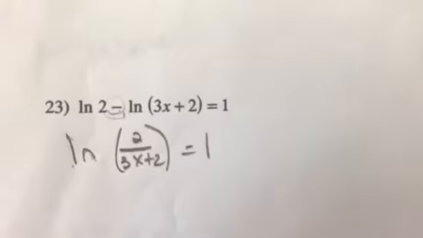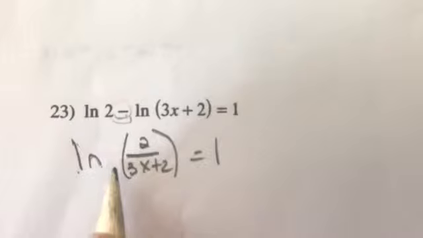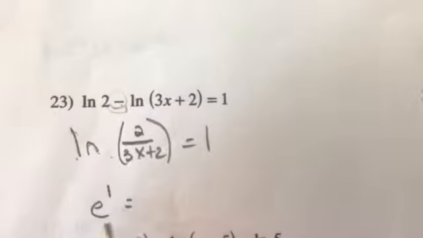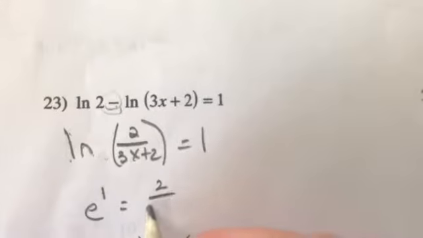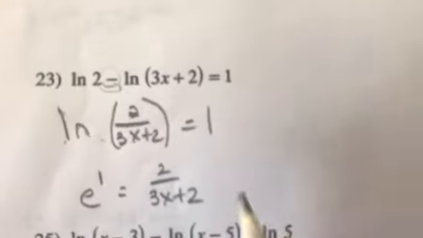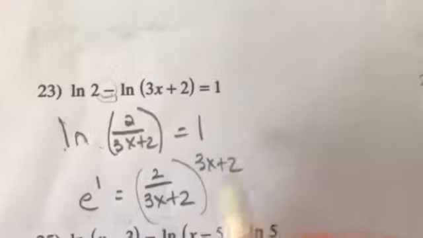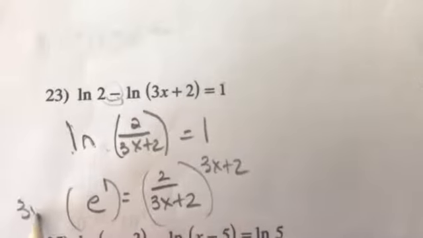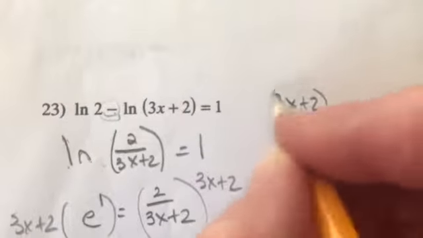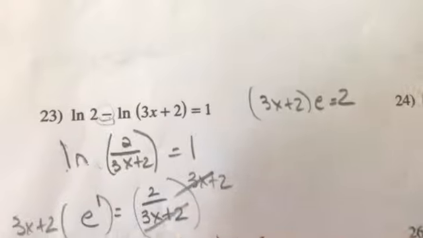If you were going to put that in exponential form, which you would want to because this only has one log, my base here is e. If it's the natural log, I know it's base e. So I have e equals 2 over 3x plus 2. Now, I like this one. We are going to want to multiply both sides by the common denominator, which is 3x plus 2. So we've got 3x plus 2 times e equals 2, because these cancel.